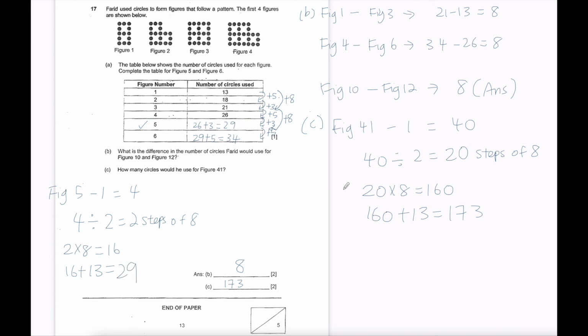So it doesn't matter how big your figure is. Okay, you need to understand that after the first figure, which is 13 circles, you are always moving steps of 2. Okay, and we can find out how many steps of 2 we moved, and then we add back the first figure. Okay, so I'm going to erase away all this. And yeah, we've come to the end of this paper.